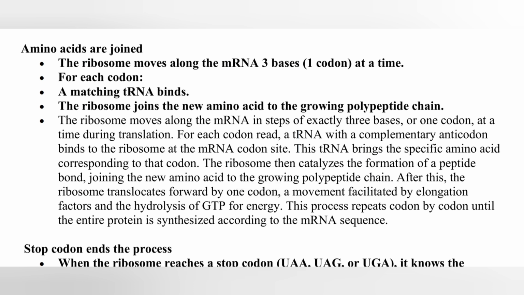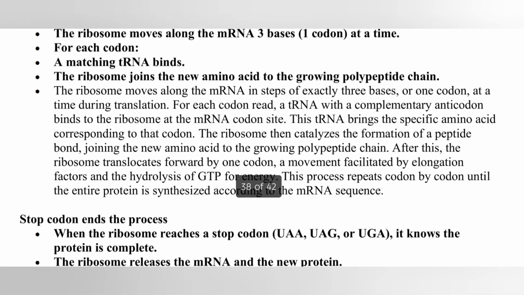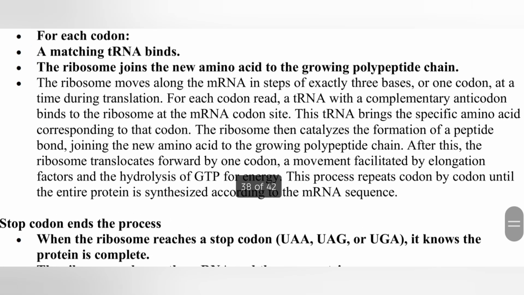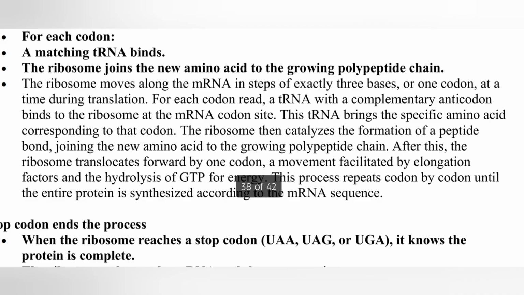The ribosome moves along the messenger RNA three bases, one codon at a time. For each codon, a matching tRNA binds. The ribosome joins the new amino acids to the growing polypeptide chain. The ribosome moves along the messenger RNA in steps of exactly three bases, or one codon at a time, during translation. For each codon read, a tRNA with a complementary anticodon binds to the ribosome at the messenger RNA codon site. This tRNA brings the specific amino acid corresponding to that codon. The ribosome then catalyzes the formation of a peptide bond, joining the new amino acid to the growing polypeptide chain.